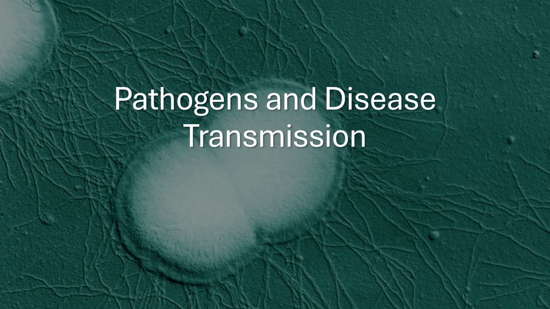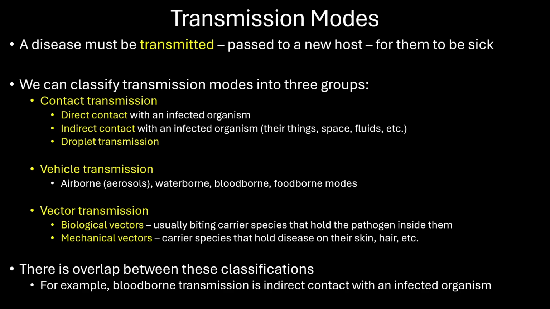Hi everyone, welcome back. An infectious disease has to be transmitted or passed from one host to another in order to make them sick. And the methods of this transmission, what we call modes of transmission, can be categorized into three main groups. You have contact transmission, which includes direct and indirect contact with an infected individual. We also have vehicle transmission, where we can move the pathogen through the air, through the water, through blood or body fluids, through food or other media.